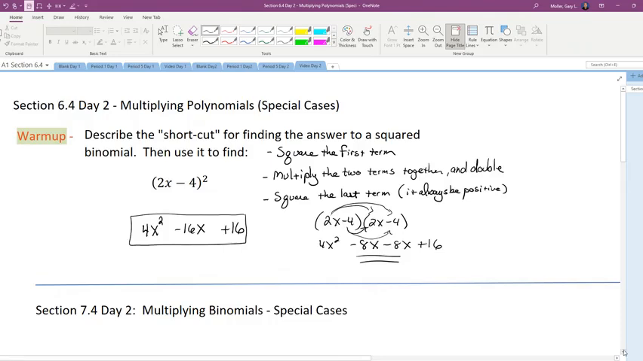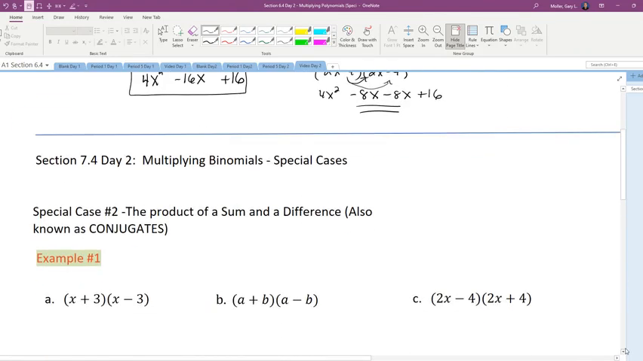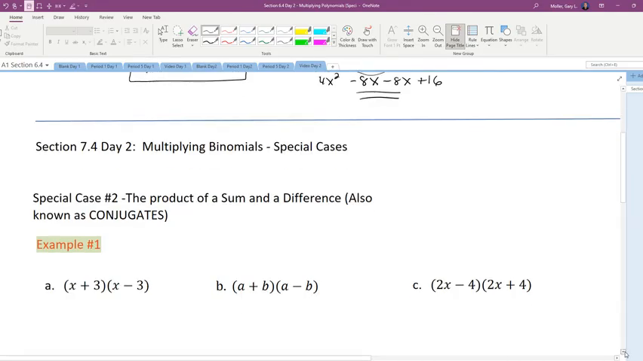All right, special case number 2. The product of a sum and a difference. These are also known as conjugates. So what is a conjugate? A conjugate is, as you can see in example B there, when you're multiplying, not like we did last time. We're not doing A plus B times A plus B, right? We're not doing that. All we're doing is changing one of them from an A plus to an A minus. So you wouldn't call them opposites of each other, because if they were opposites, both signs would be different. The A and the B are the same. It's just that one of them is an addition, one of them is subtraction.